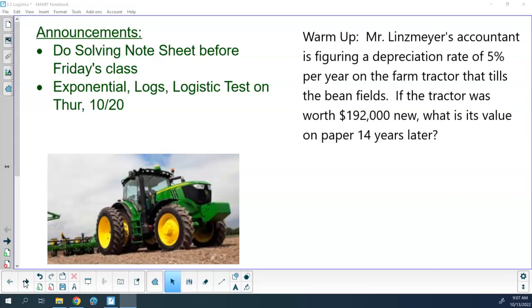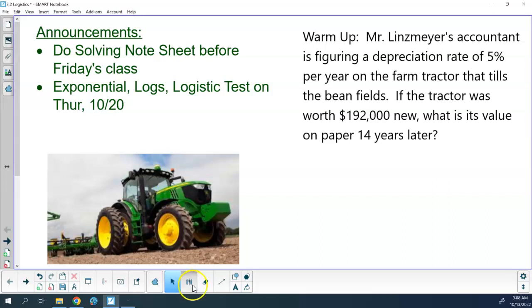Mr. Linsmeyer's accountant is figuring a depreciation rate of 5% per year on the farm tractor that tills my bean fields. If the tractor is worth $192,000 new, what is its value on paper 14 years later?